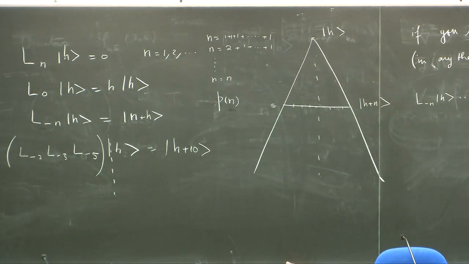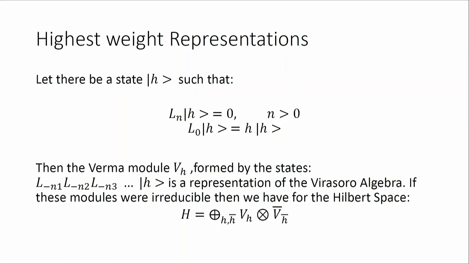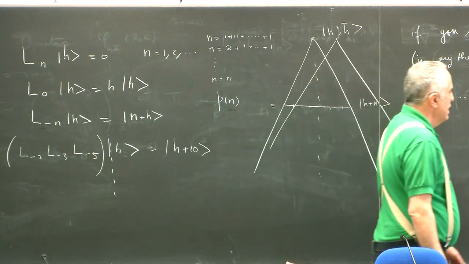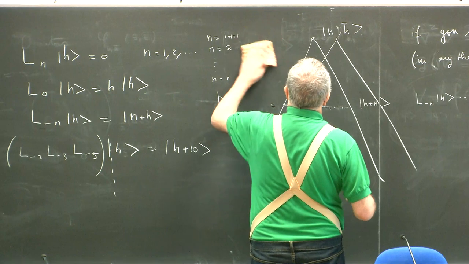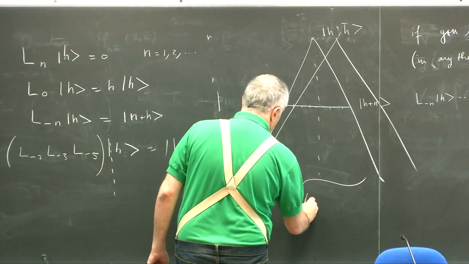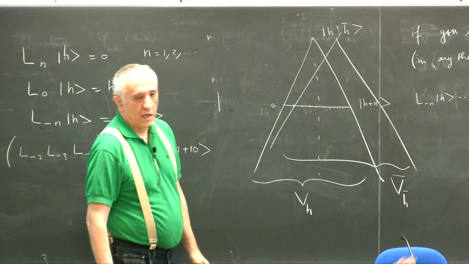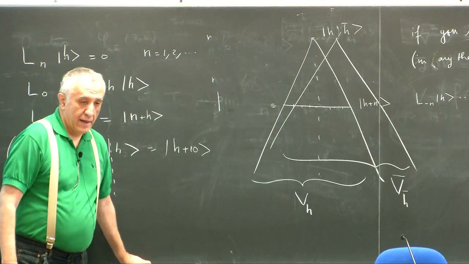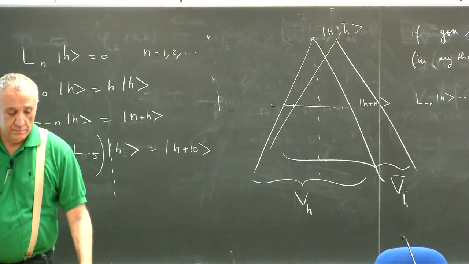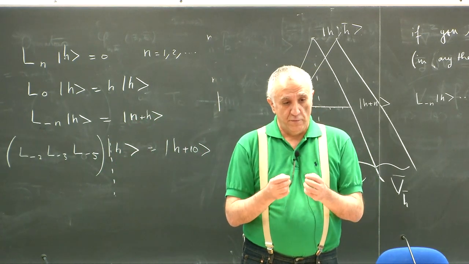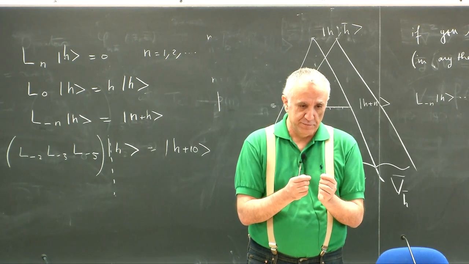All right, now I said all this for H. I could have also said it for H bar. So there is, in fact, a state H bar with similar mountains under them. And each of these is called the Verma module. So this is the Verma module of H, and that is the Verma module of H bar. How can you prove that such a state H exists? That's the next stage of this discussion, that I have to now prove when H exists, and if it exists, what values H takes.